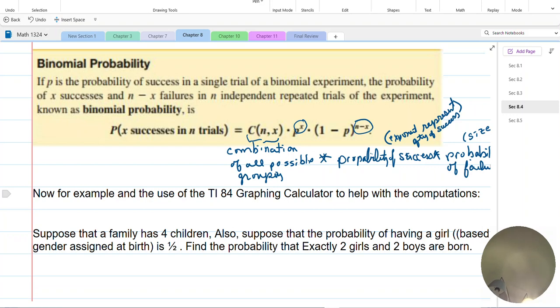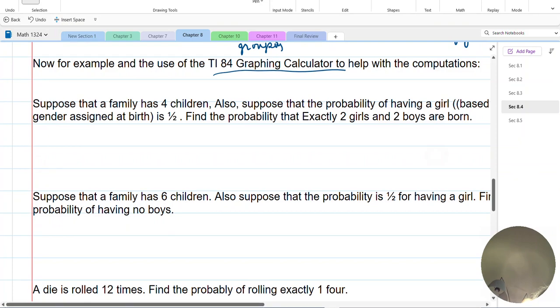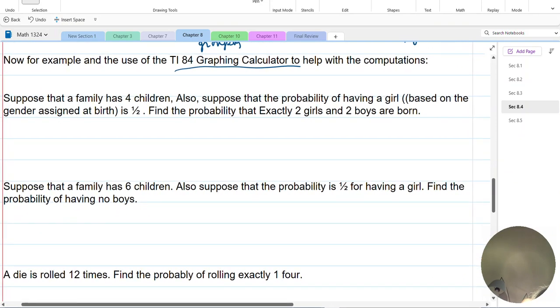Now, for example, we'll use the TI-84 graphing calculator to help with these computations. So we are ready to begin with our examples. And remember, you can pause anytime you like, and we will discuss anything that you need. Remember, I will answer emails. You just have to let me know.